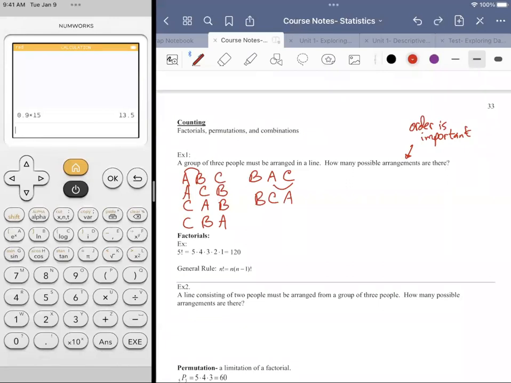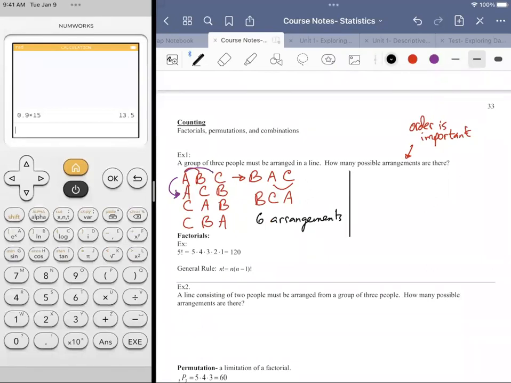So I took the A and swapped it with the B to give this pathway. I took the A and swapped it with the C to get me down this pathway. All right. Ultimately, we're going to end up with a total of 6 arrangements. All right. So that's one way that we can handle it.